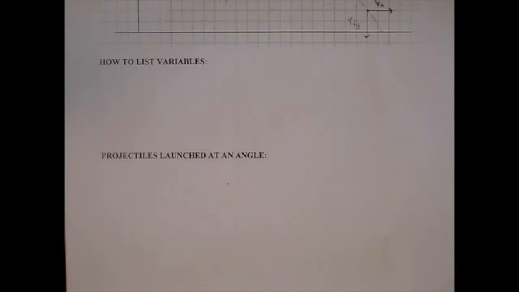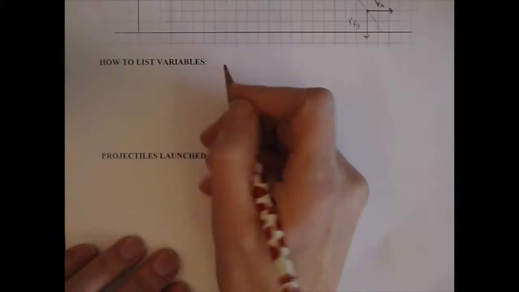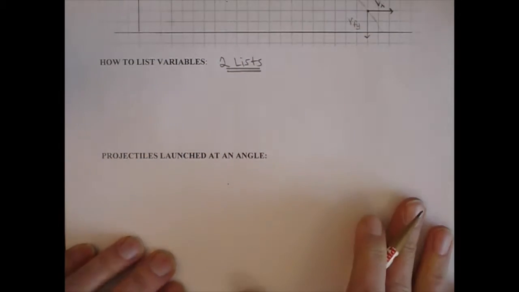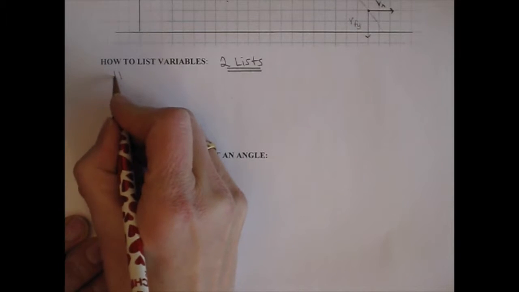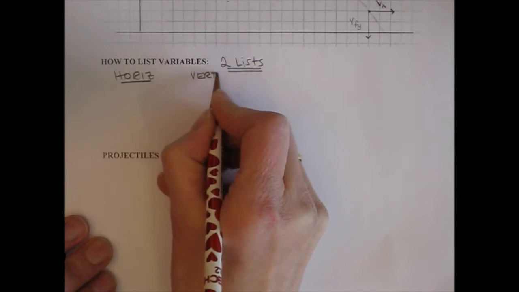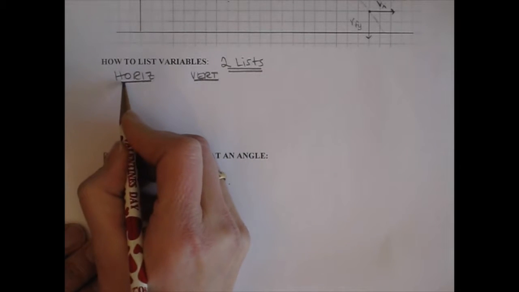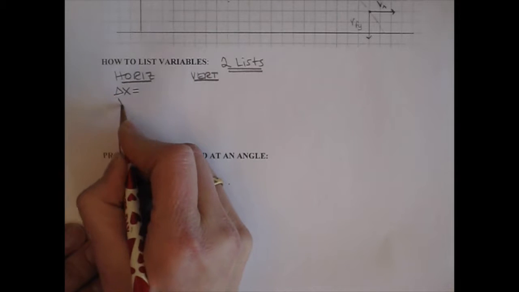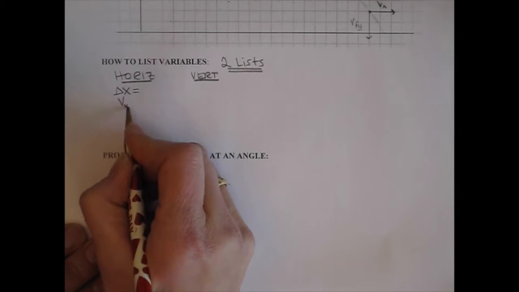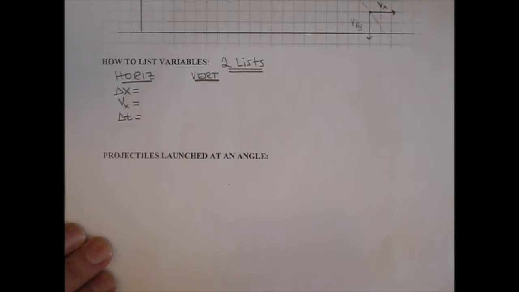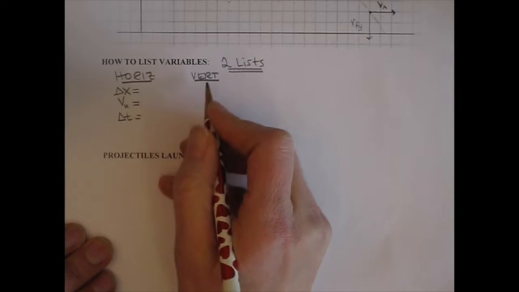Whenever you're working with projectile motion, you have to always make 2 separate lists of variables. One for the horizontal motion and one for the vertical. And I usually just label them horizontal and vertical. Now horizontally, we have constant velocity. So the variables there will be delta x, Vx, or you can call it Vc for constant if you want, and the time. Those are the variables for something moving at a constant velocity.